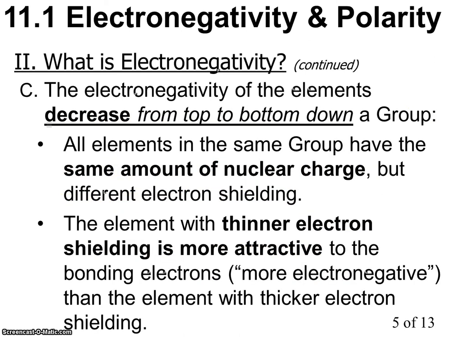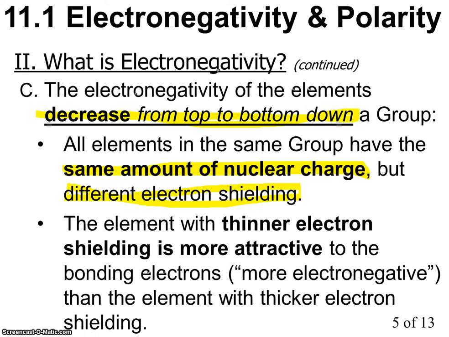Again, the trend going down within a group is very similar to that we learned earlier in the year. All elements in the same group have the same amount of nuclear charge. This is because they have the same amount of valence electrons. But they are going to have different electron shielding. They're going to have different numbers of energy levels. So some will have thicker electron shields with lots of energy levels, some will have thinner.